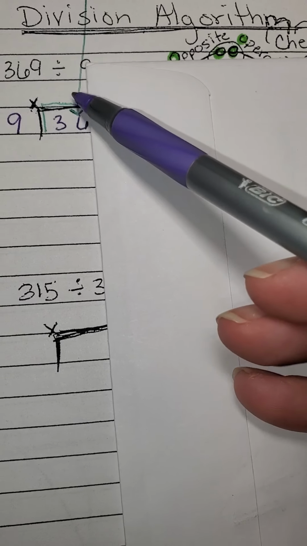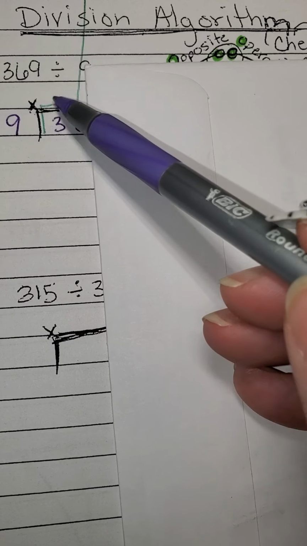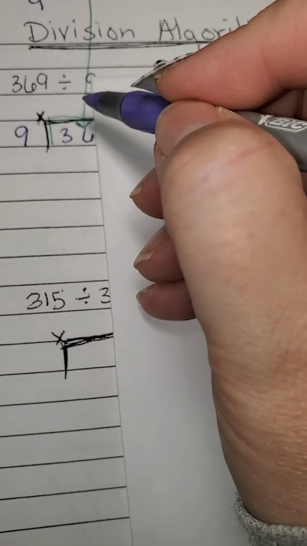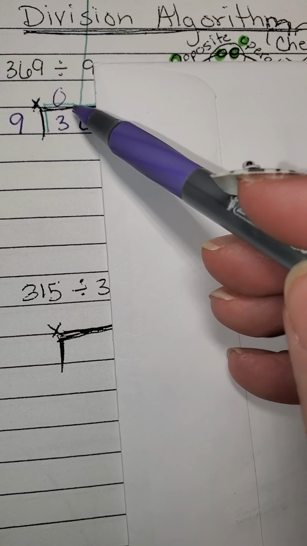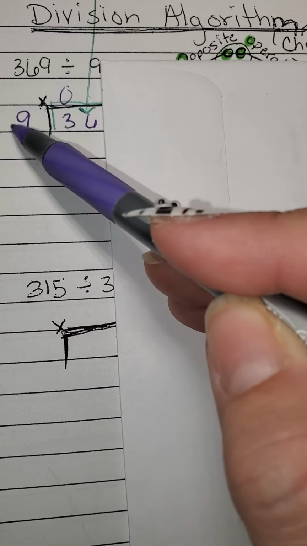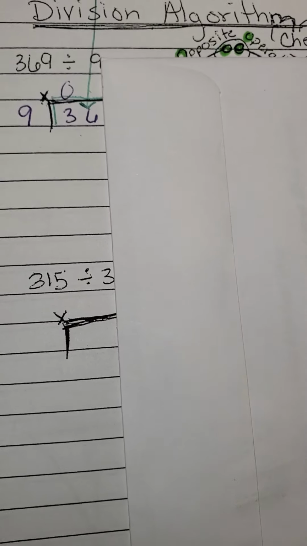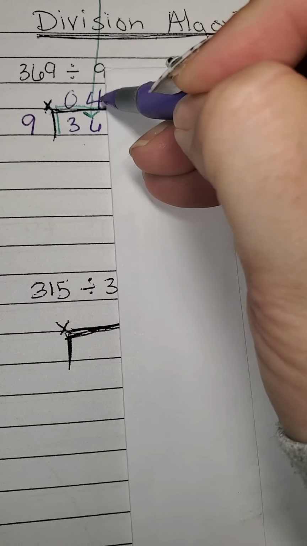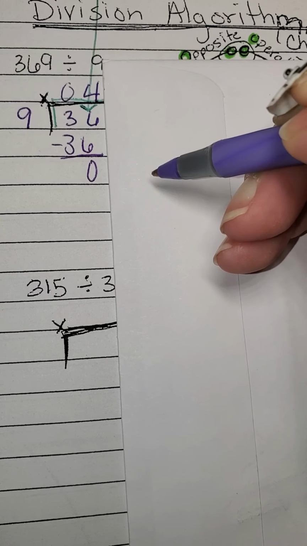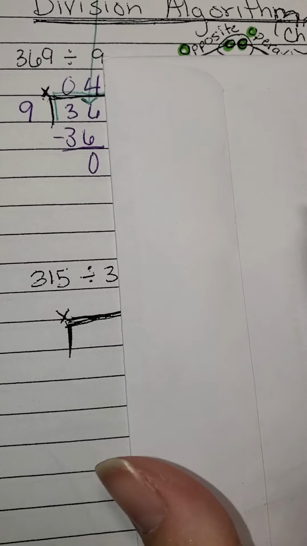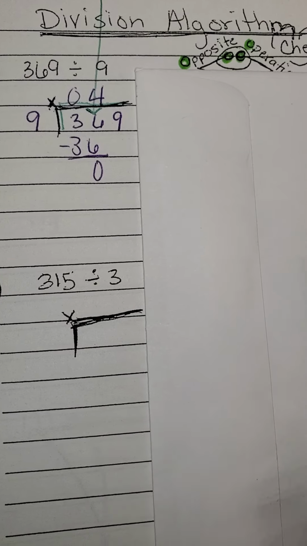36. Right here, we need to know what number goes here. We've already decided nothing goes there. If you want to put the 0, you can. Don't have to. Now I need to ask myself, what times 9 is close to 36, but not too big? That would be 4. 4 times 9, 36. With a difference of 0, but we're not done yet. Scoot it over one more time. We still have one more number.